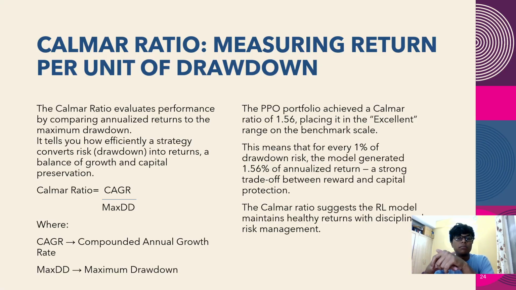So my PPO has achieved a gamma ratio of 1.56, which means that the CAGR is 1.56 times the drawdown. So even if a drawdown shows up in a given year, on average, by the end of the year, I'll still be making a profit. That means there's a trade-off between the reward and the capital which is protected. It suggests that the RL model maintains healthy returns with disciplined risk management. Again, very crucial when I'm building a portfolio.